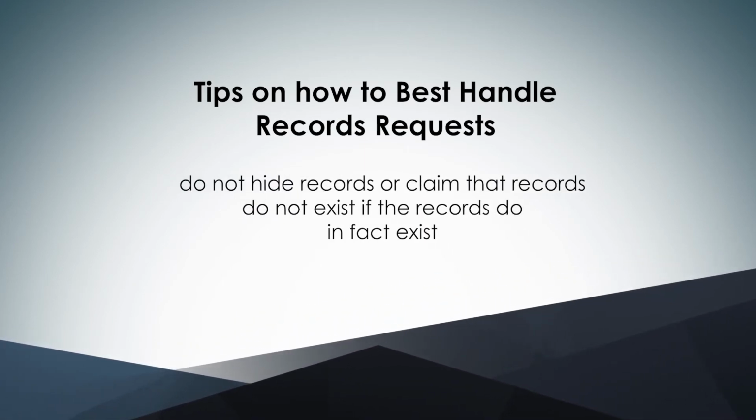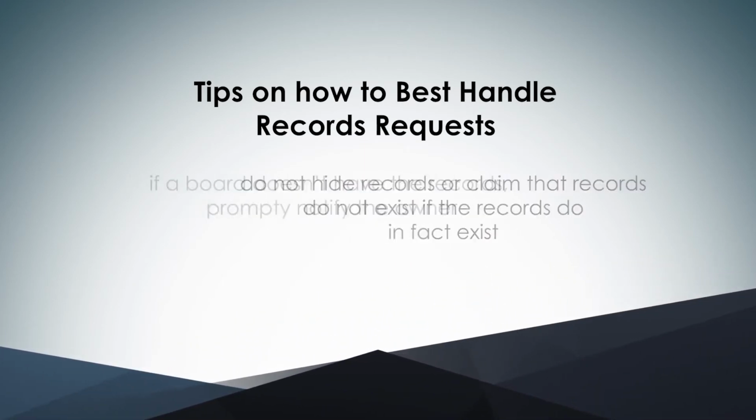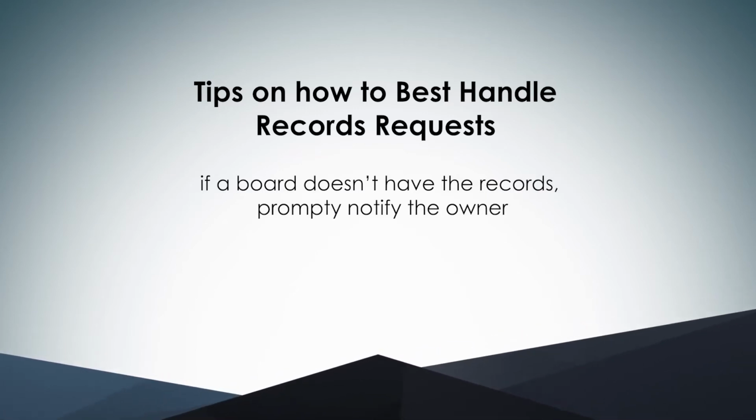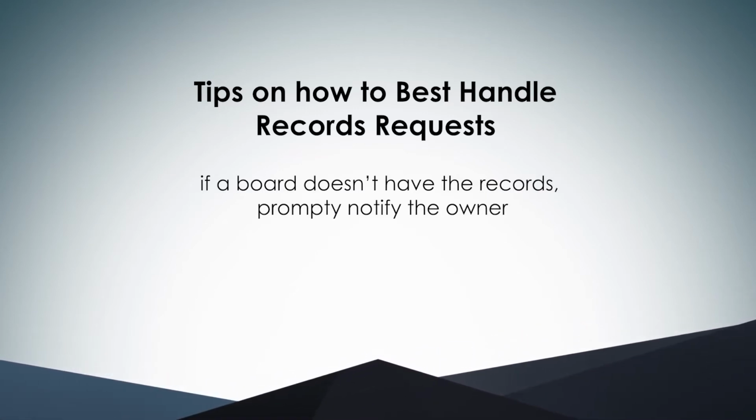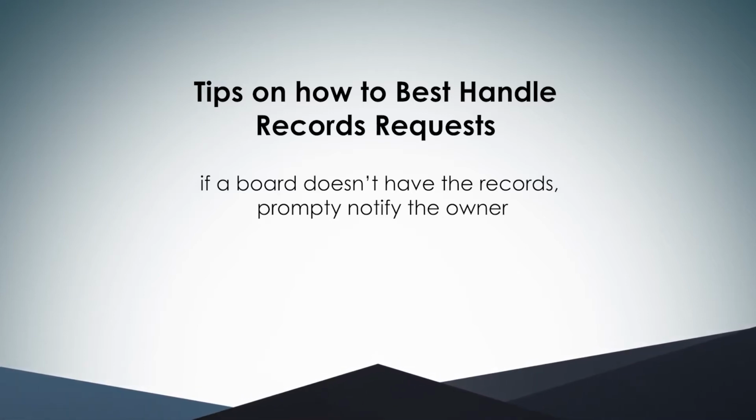What should an association do if an owner requests 20 years of records? Get Mulcahy Law Firm involved. Have our firm call or email the owner to see if the request can be narrowed down. If it can't be narrowed down, and it is truly going to take more than 10 business days to produce records, have our firm notify the owner the time frame the records will be provided due to the extensive nature of the records request. Do not hide records or claim that records do not exist if the records do in fact exist. If a board doesn't have the records, it doesn't have the records. When this happens, promptly notify the owner that the association does not have the records.